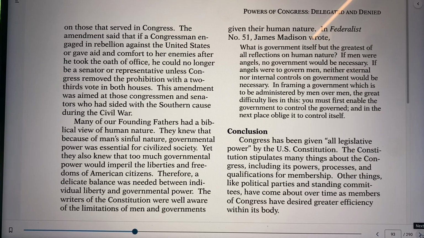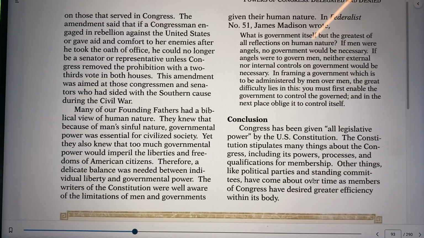So that was a big deal, because in the midst of that, they thought, couldn't they just come back and be congressmen after the war? Well, no, not if they were enemies and they had withdrawn to the Confederacy. They couldn't unless the prohibition against them was voted by 2/3 vote to let them in as an officer, whether it be a senator or a congressman.